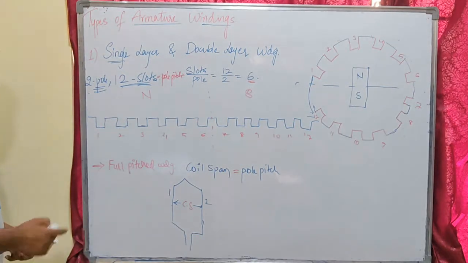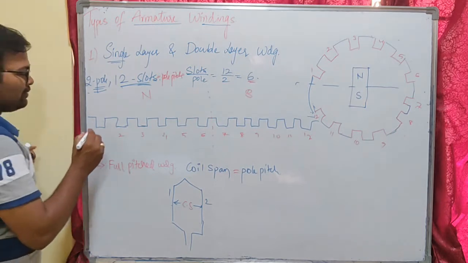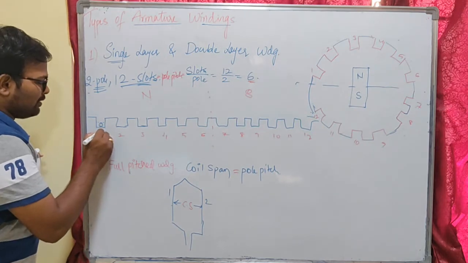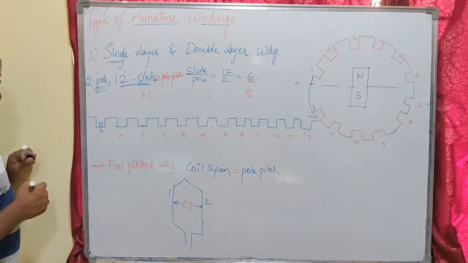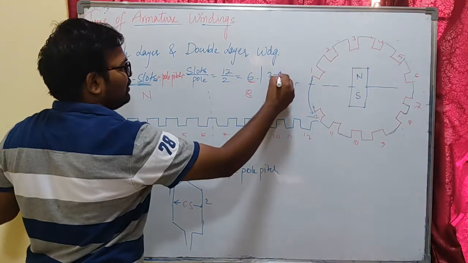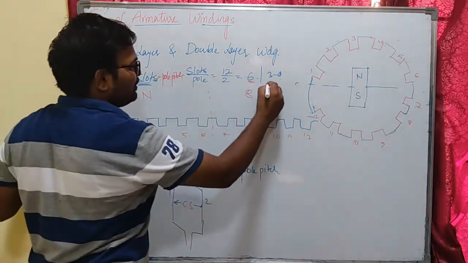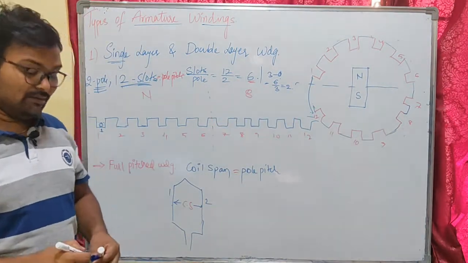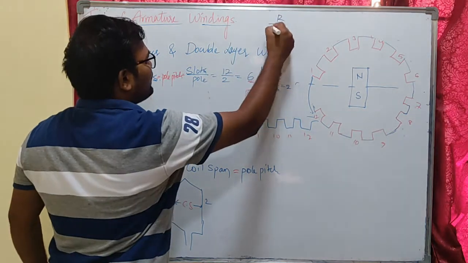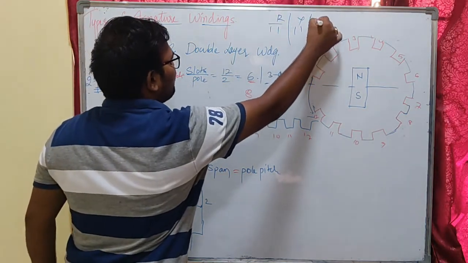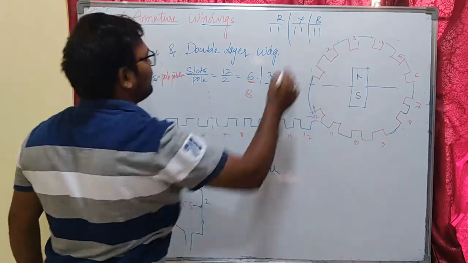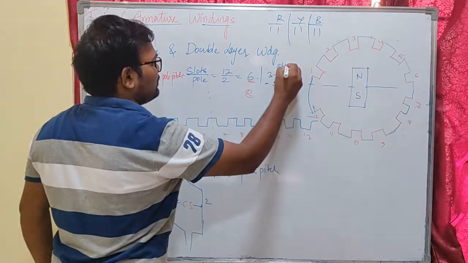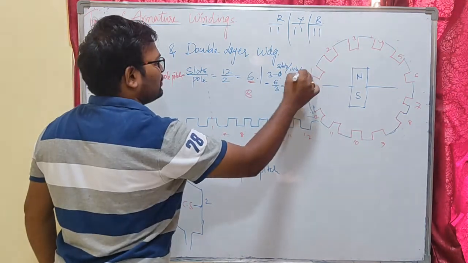Okay, now I am going to place a full pitch winding. That means if I place my one coil side here, this is my coil side 1 of the winding. We will be having 3 phases. So for 3 phases, the number of slots per phase will be 6 by 3, that is 2. For each phase you will have 2 slots: for R phase 2 slots, for Y phase 2 slots, and for B phase 2 slots. So the number of slots per pole per phase is 2.